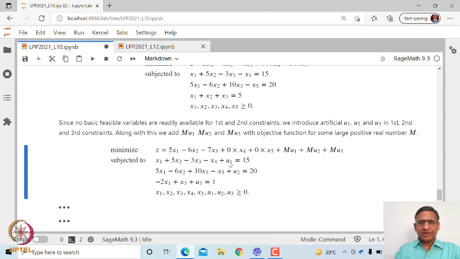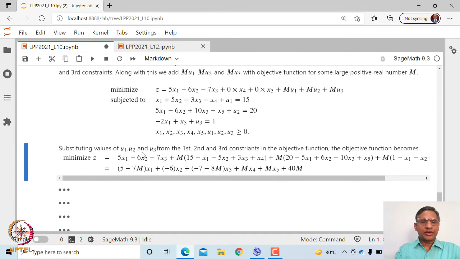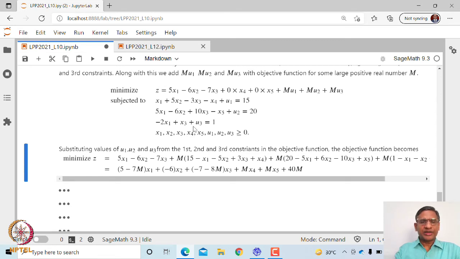Now what is the next step? The next step is to find the value of u1 from the first constraint, the value of u2 from the second constraint, the value of u3 from the third constraint, and substitute in z. And when you do this and simplify, this is what you are going to get. The z is going to be 5 minus 7m times x1 minus 6 times x2 minus 7 plus 8m times x3, plus m times x4, m times x5, and plus 40 times m. Right? So that is what you are going to get. This will be the modified problem.